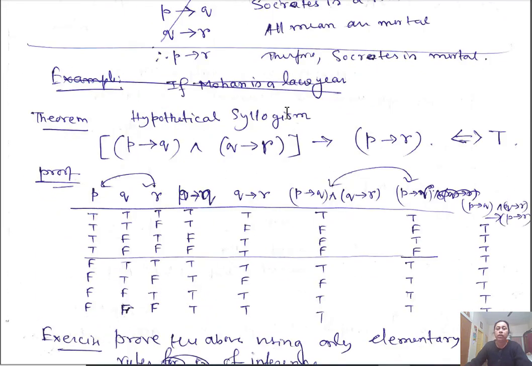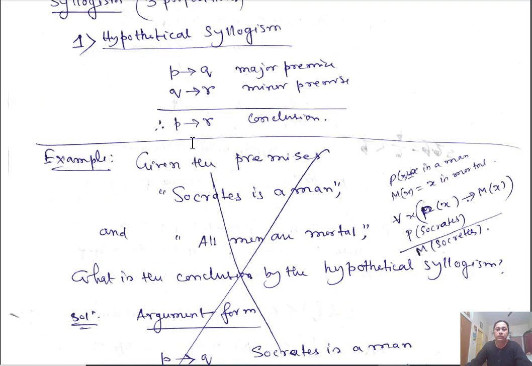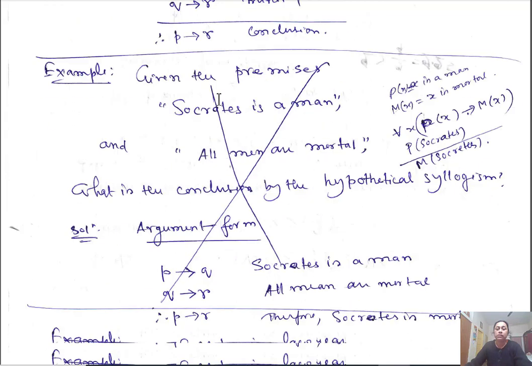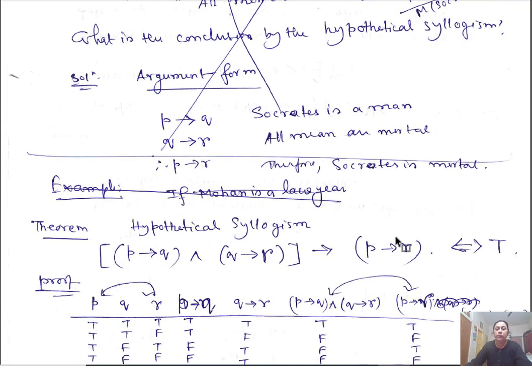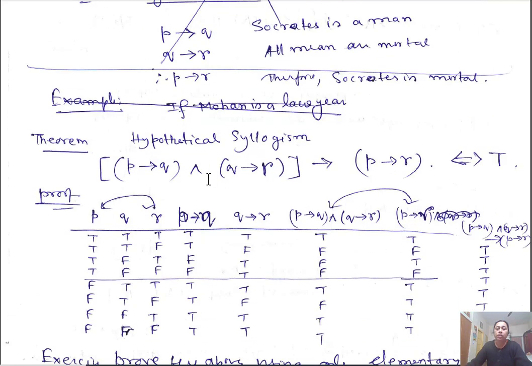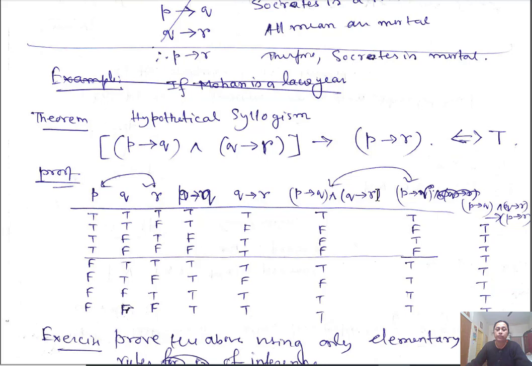So the hypothetical syllogism is a tautology. This is a valid argument. P implies Q and Q implies R, this whole thing implies P implies R. This is a tautology. So if you find the column of this whole thing, all are true. Okay, this column, all are true.